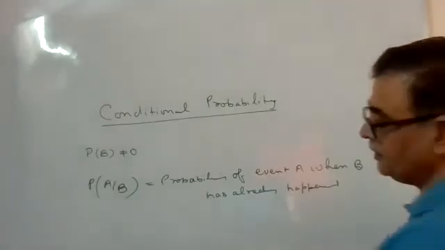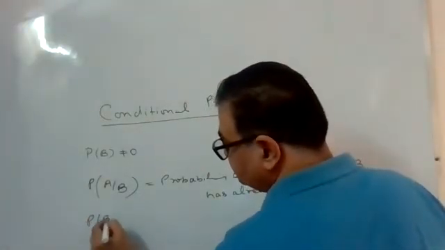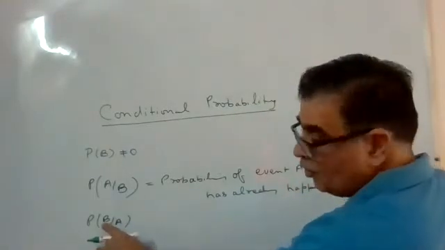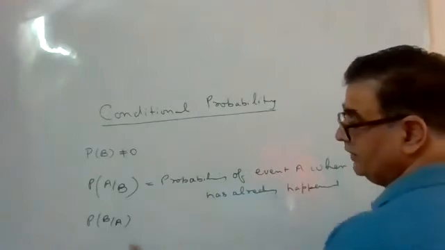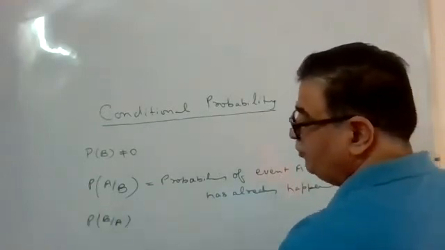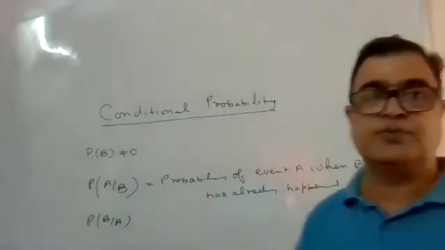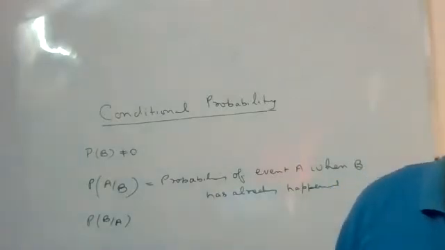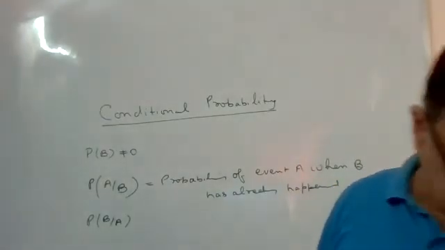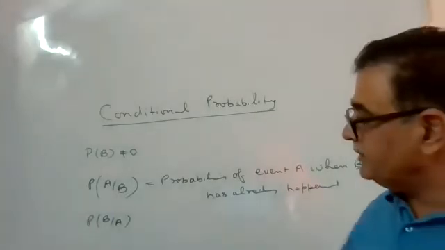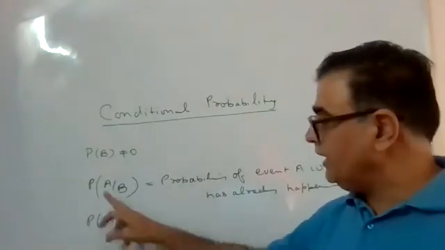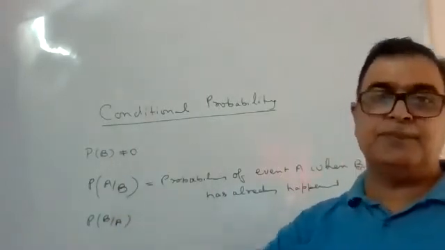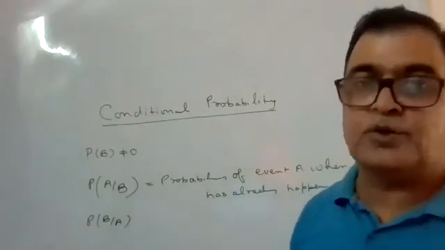And what does P(B|A) mean? This shows the probability of happening of B when A has already happened. In this case, already happened is A, and now B should take place. So P(B|A) is the probability of happening of B when A has already happened. That means B is depending on A. How is it depending? I'll take an example, then it will be more clear. Write a question, please.